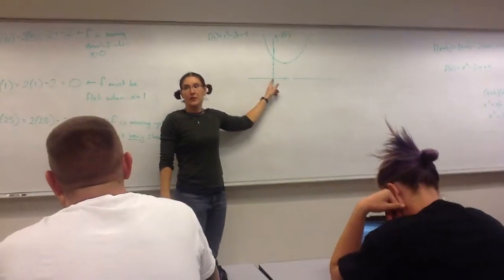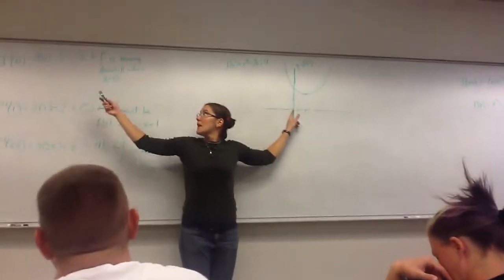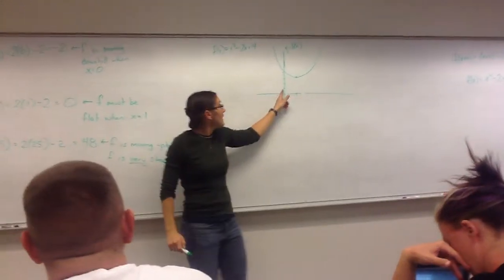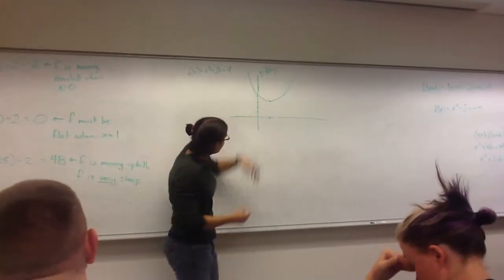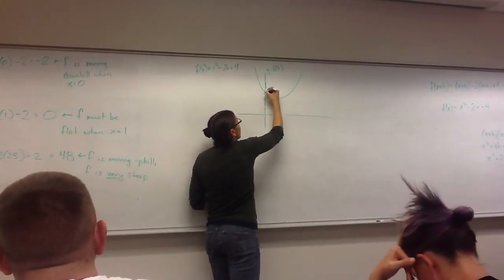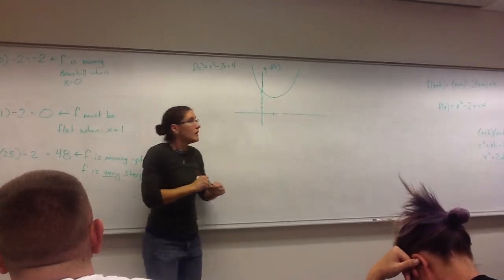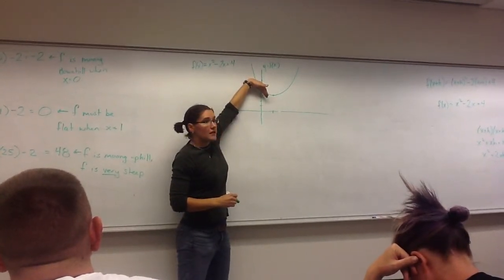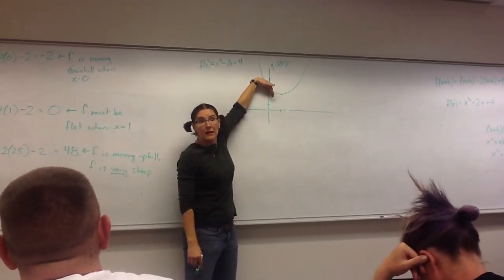When x is equal to 0, f prime of 0 is equal to negative 2. So that says that if I look at x is equal to 0, and I imagine a tangent line here, the slope of that tangent line is negative 2.